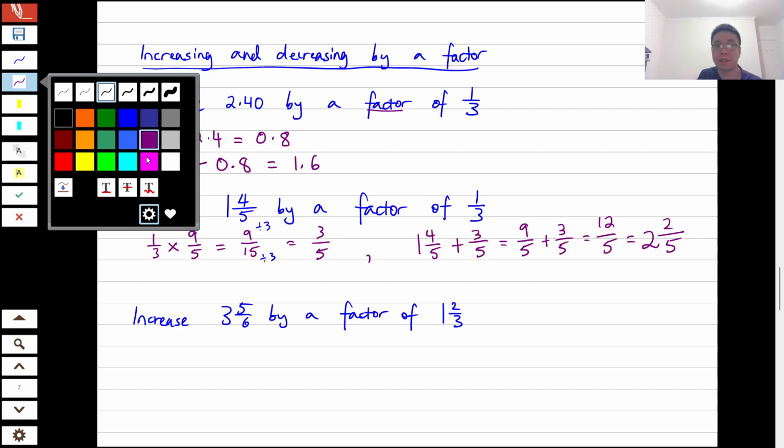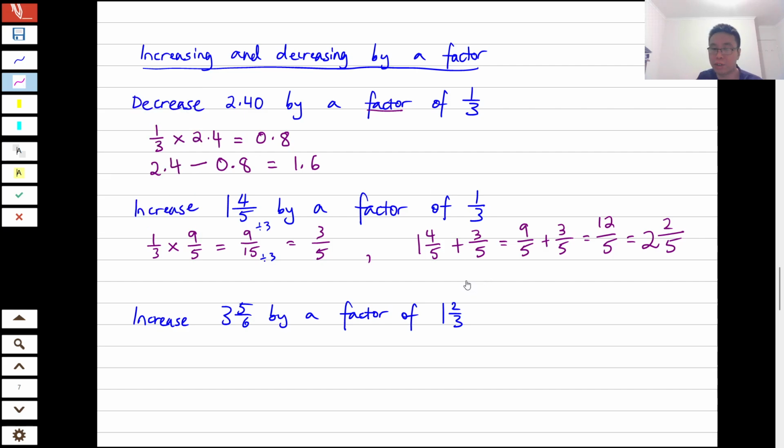Notice here that I did not add 1/3. I added 3/5 because 3/5 was 1/3 of 9 on 5.